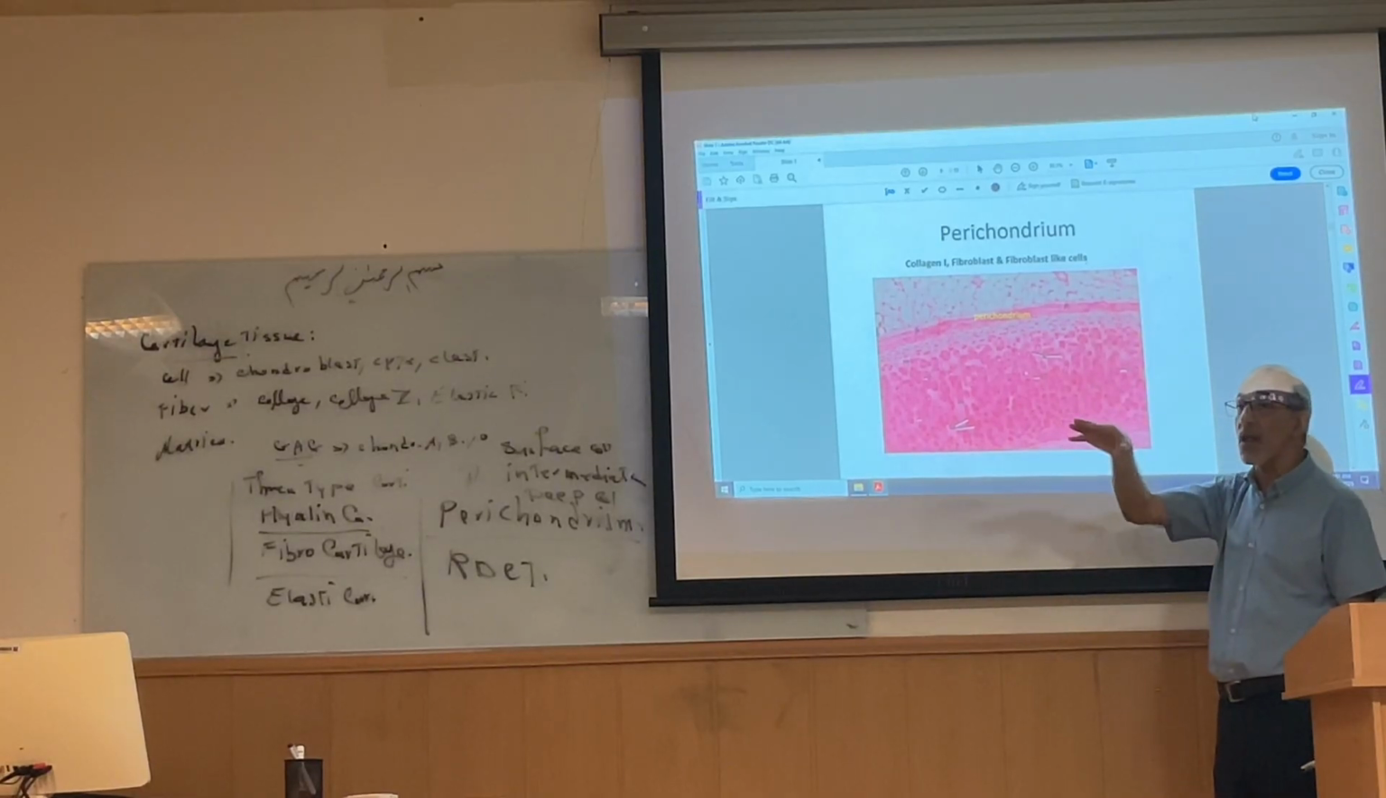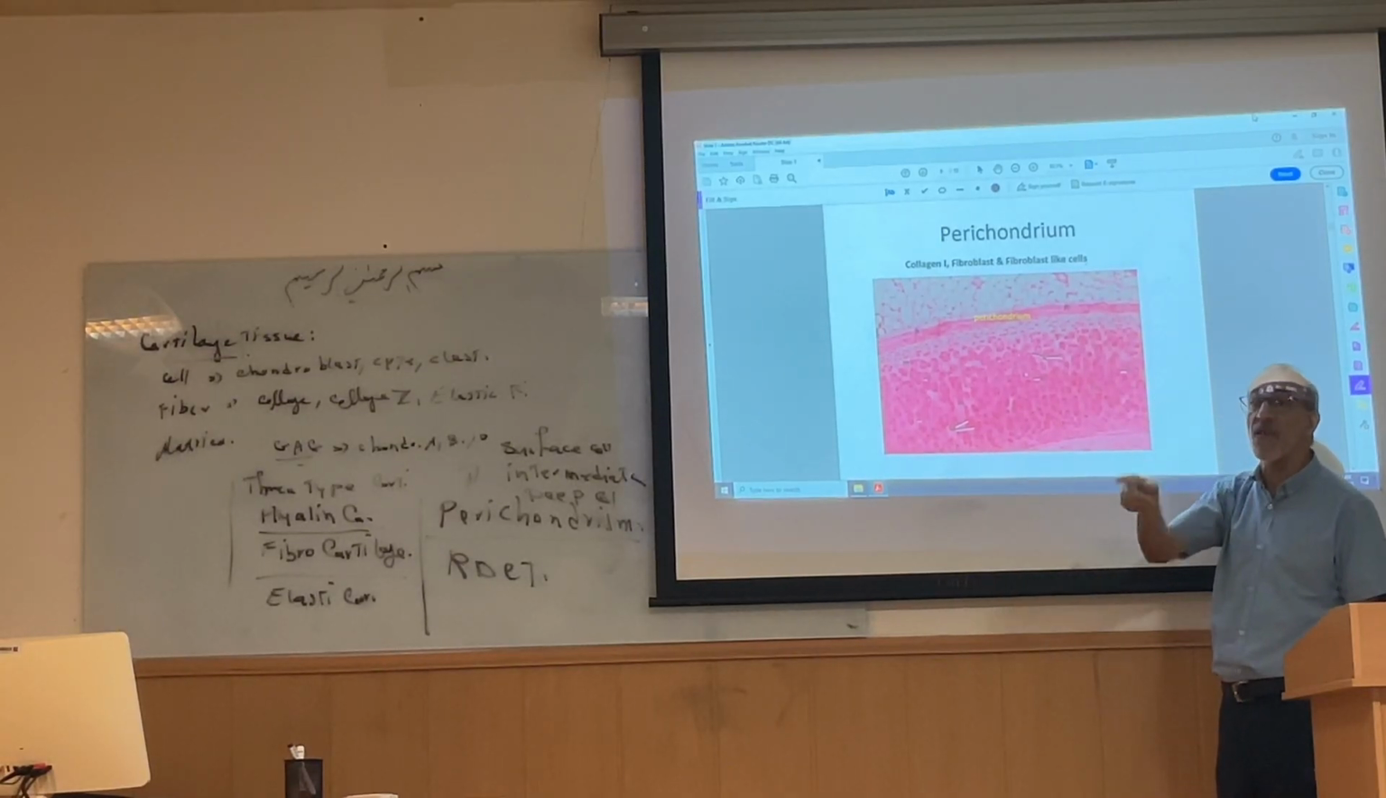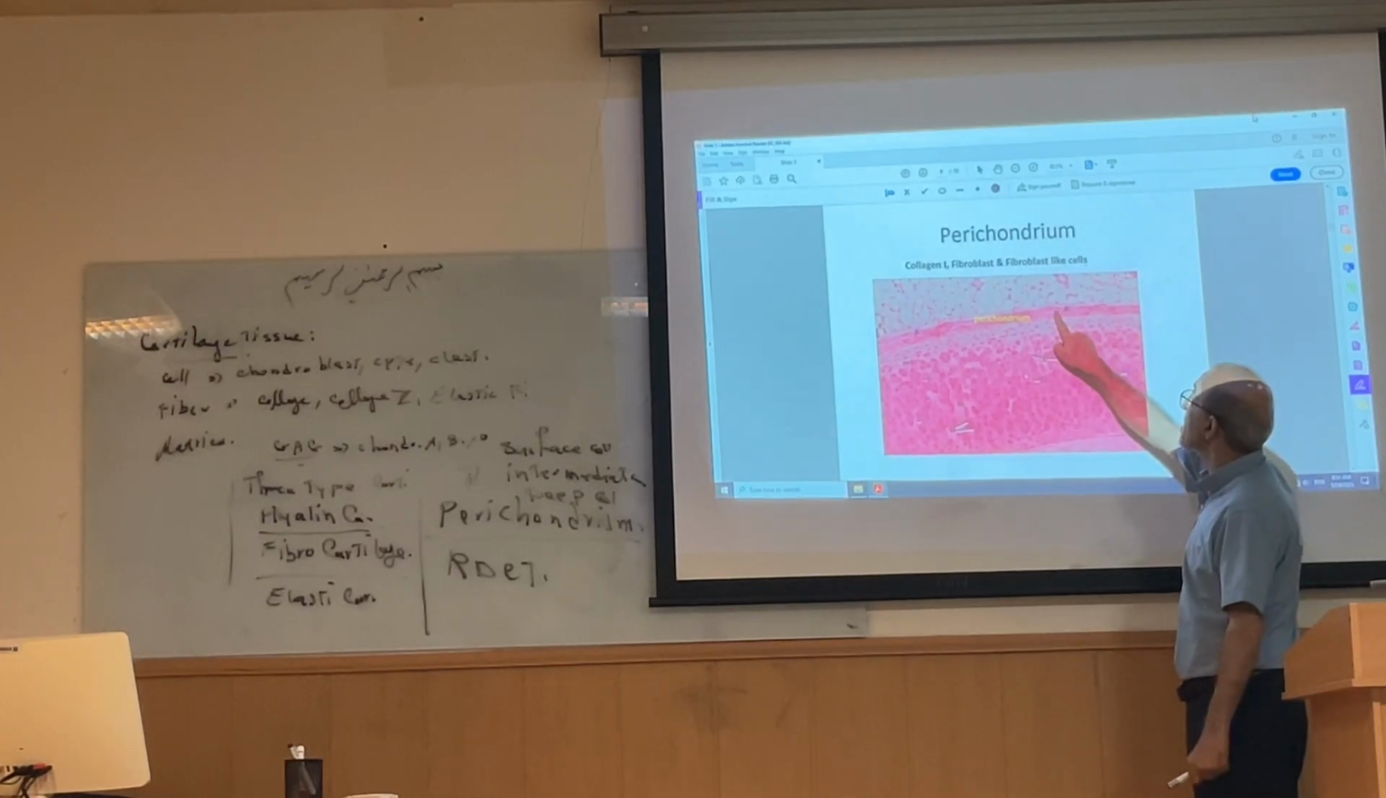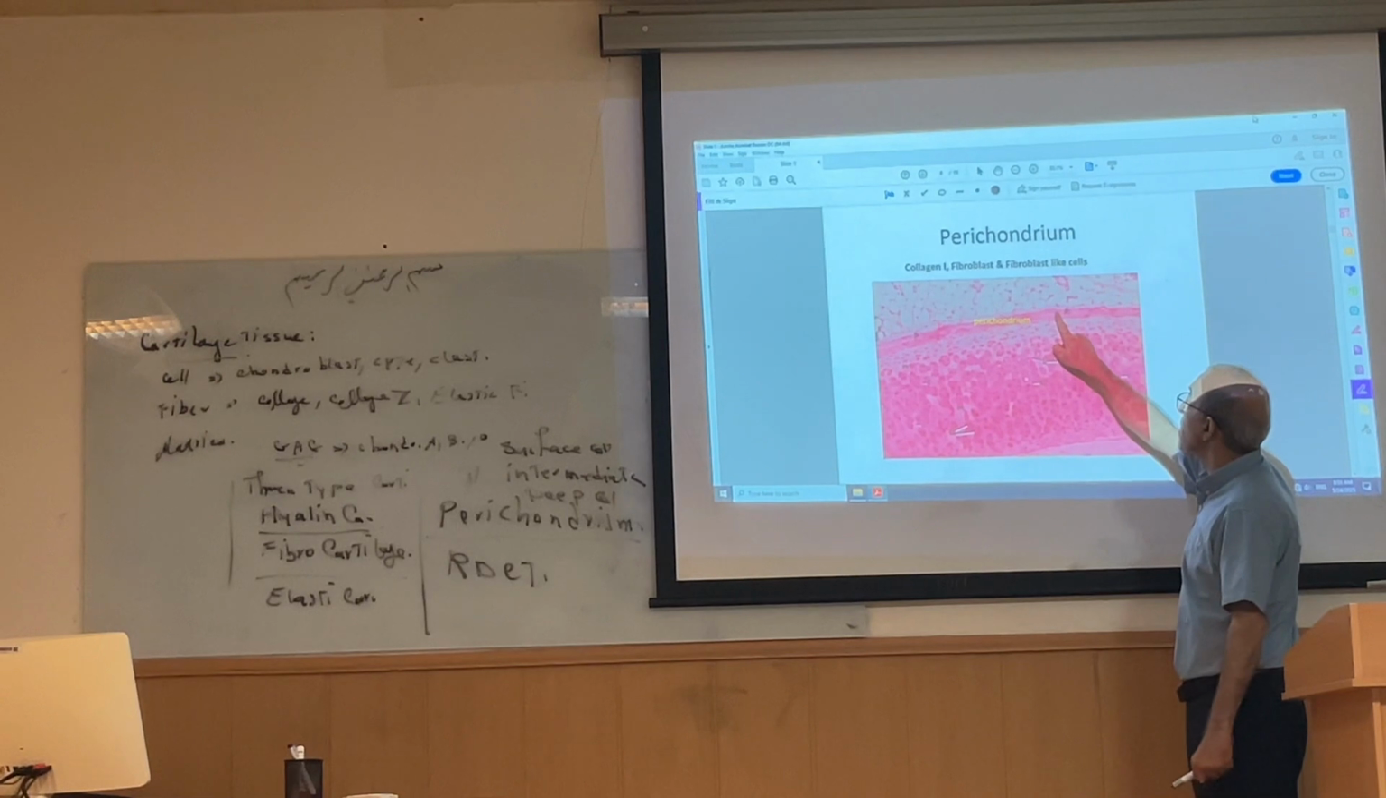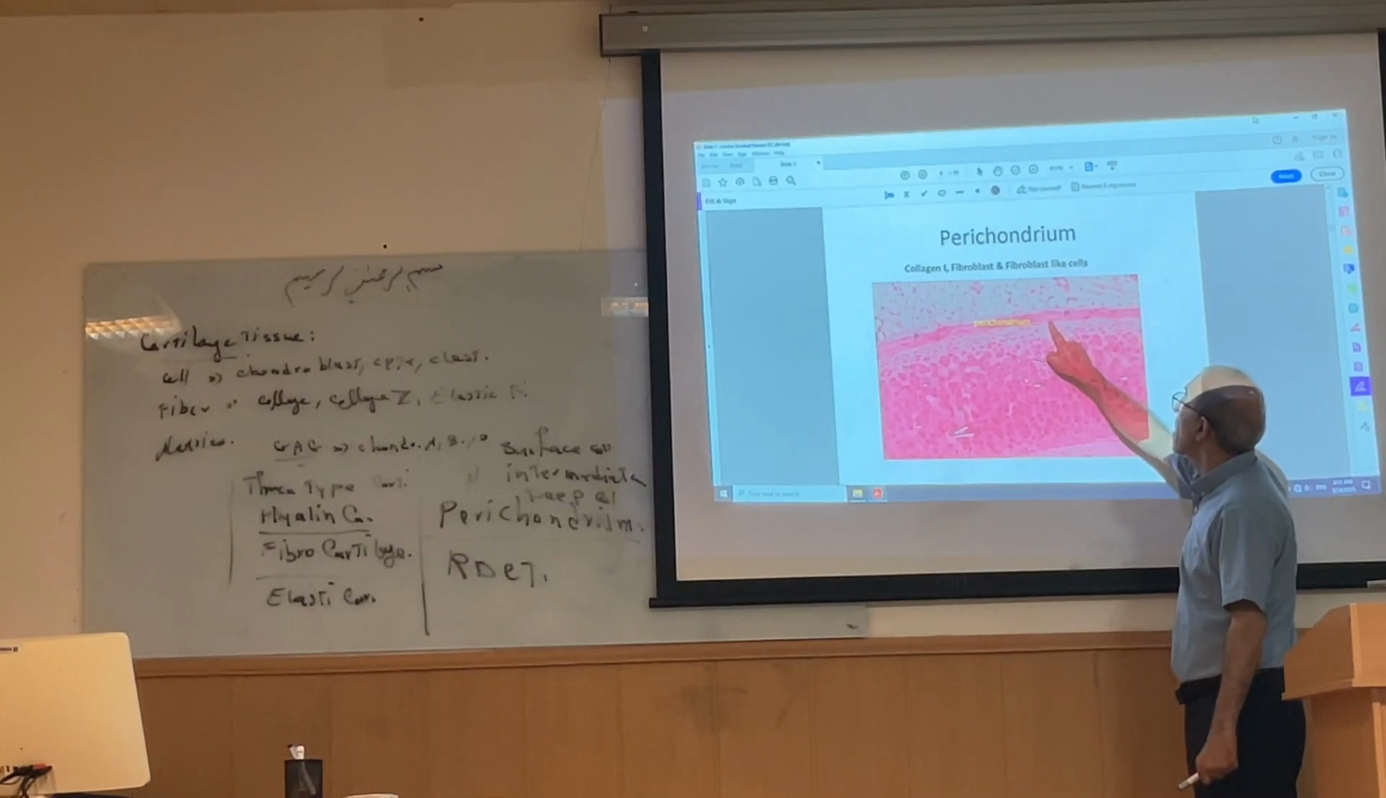What is the name of the cell? Three types of cells are observed by light microscope: surface, intermediate, and deep. What is the name of the surface cell? Fibroblast-like. Intermediate, mesenchymal-like. Deep, chondroblast-like.